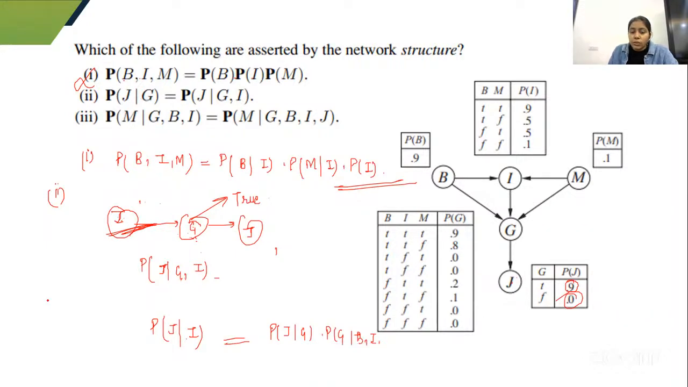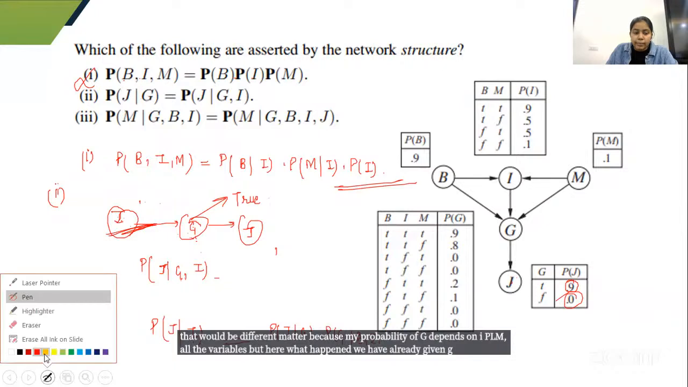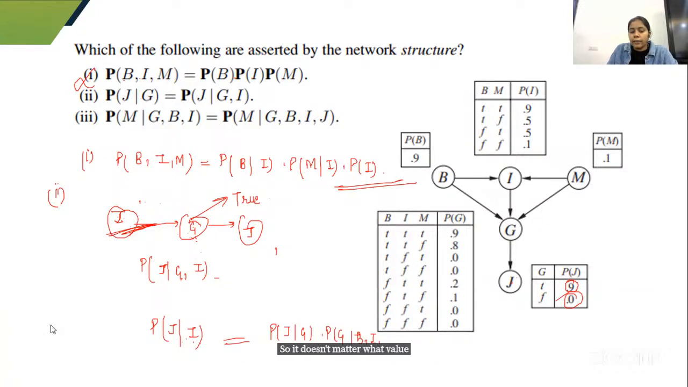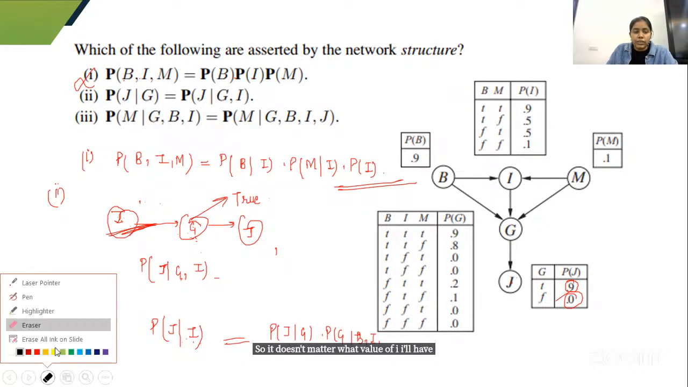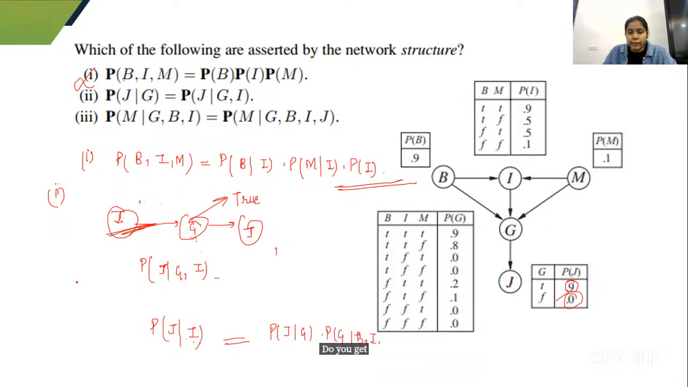Okay, so now you would see that if they are asking probability J given I, then that would be different, because my probability of G depends on I, P, and M, all the variables. But here, we have already given G. So it doesn't matter what value I will have, it would always be probability J given G. Do you get it, guys? Vindhya, Arvind, do you get why this is true?